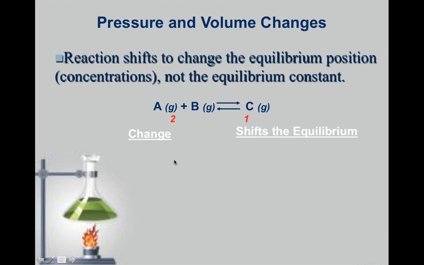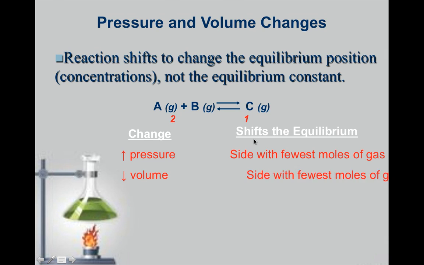It'll be a little easier with the smartboard. Okay, so if we increase the pressure, then we're going to shift to the side with the fewest moles of gas. So if we're looking at this reaction right here and I say, how will equilibrium shift if I increase the pressure on the system? It's going to shift to the right, okay, because that's the side with the fewest moles of gas. Okay, volume is going to be the exact same thing.